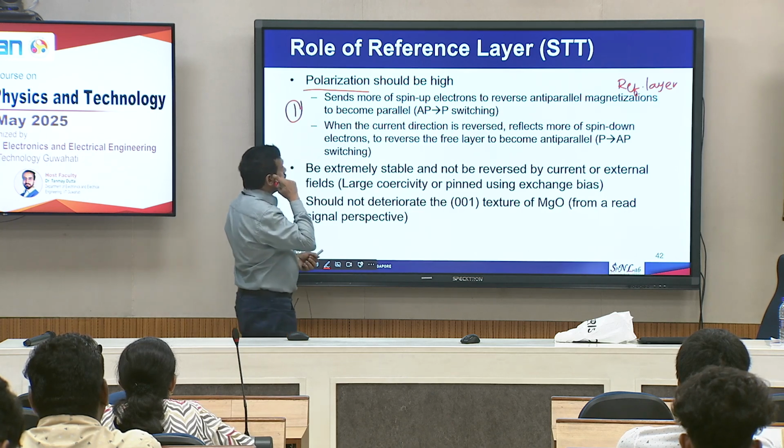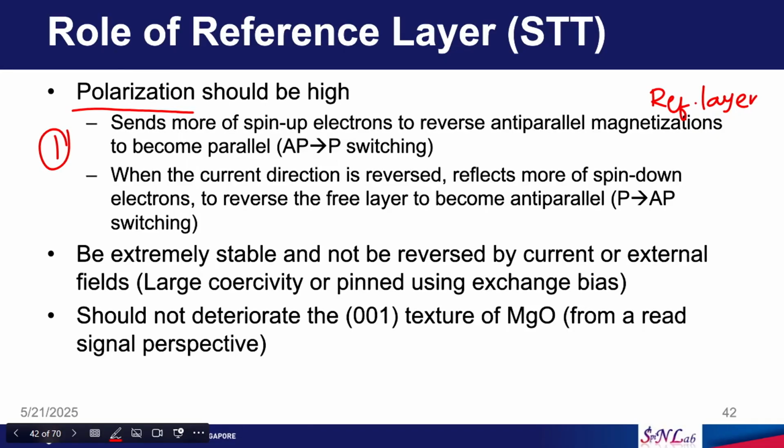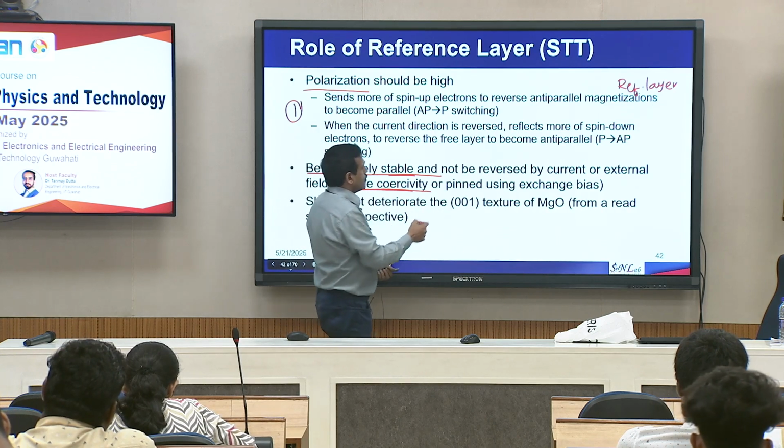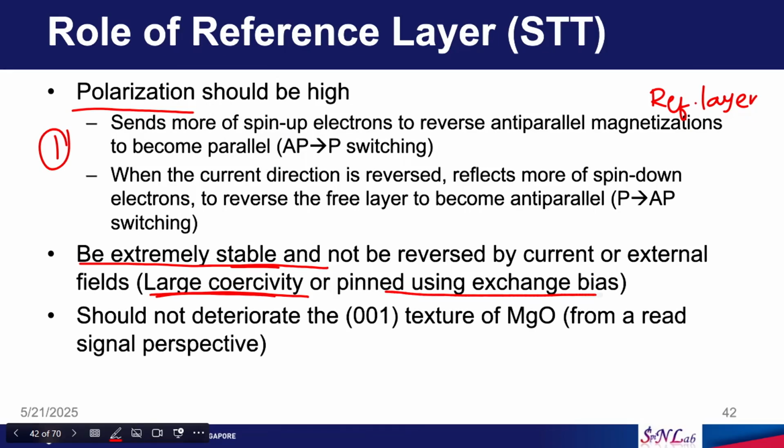The second criterion is that this reference layer should be extremely stable. That means the current you send through the STT MRAM should switch only the free layer. That current should not switch the magnetization of this layer. So, the reference layer should always be pointing in one direction. So, that is the second criterion. Either we can choose a material with a large coercivity or we can pin the reference layer using exchange bias.